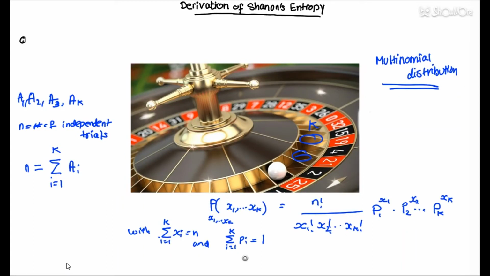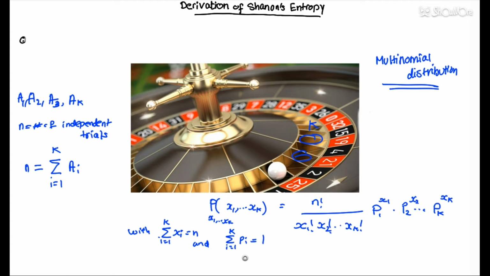Hello, today I'm going to derive the formula for Shannon's entropy using a common example. You have a roulette with a ball. The probability for the ball to land in one of the K packets can be like this. We can use something known as the multinomial distribution because there are more than two possible outcomes.